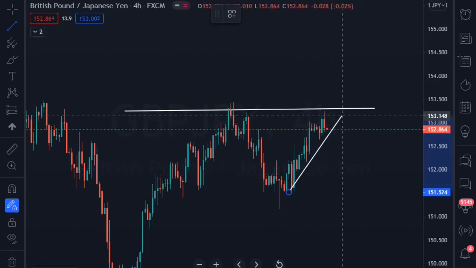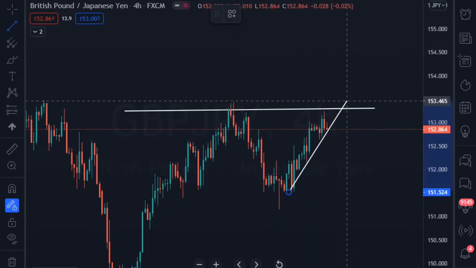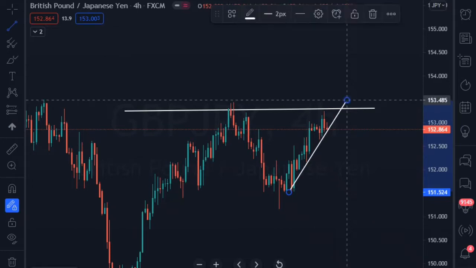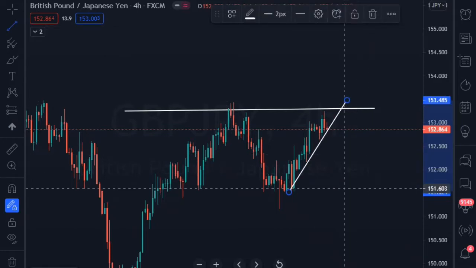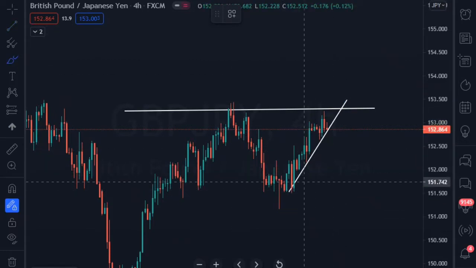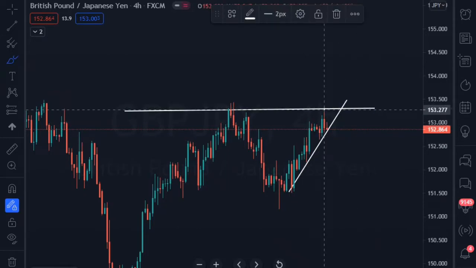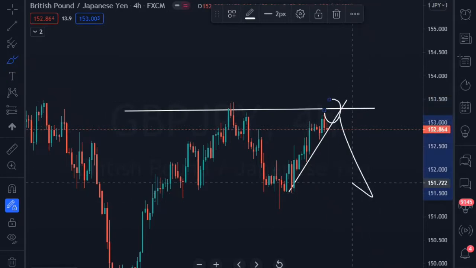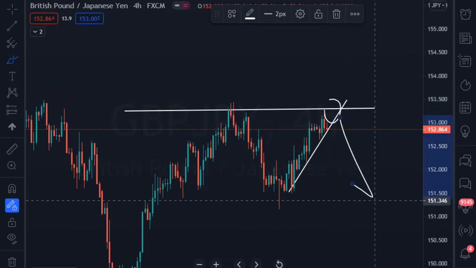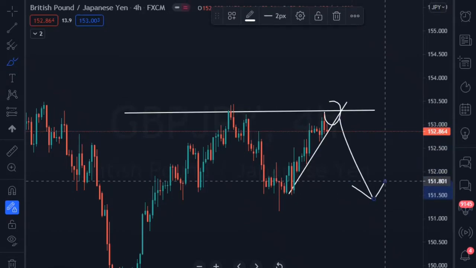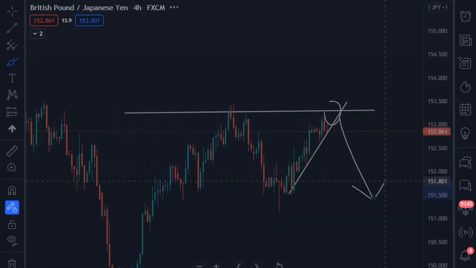Once you see price breaking this uptrend in the market, respecting this resistance zone, I would love to mark that up. Once you see that we are in an uptrend, and price is trying to respect this whole resistance zone and breaking the trend line, then we are actually going for a sell in the market. So that's my bias here. Let's go over to the next pair.